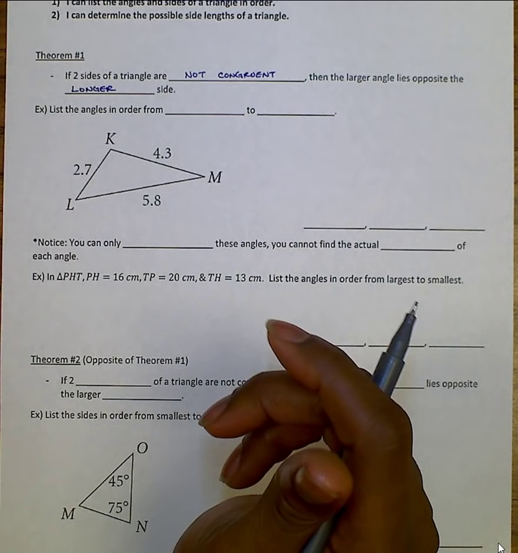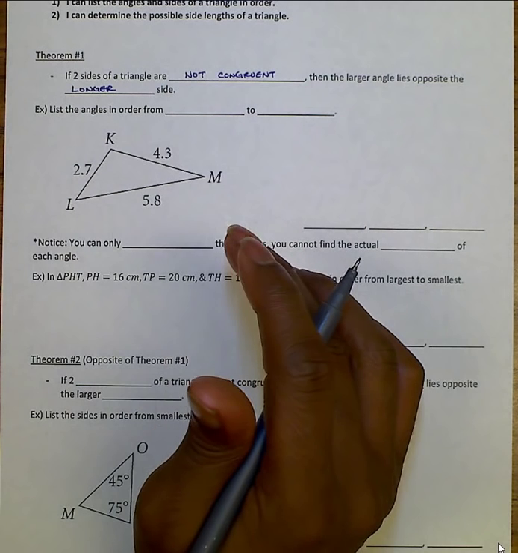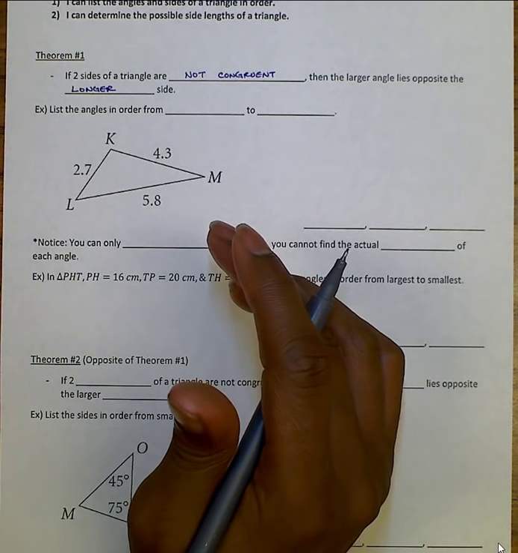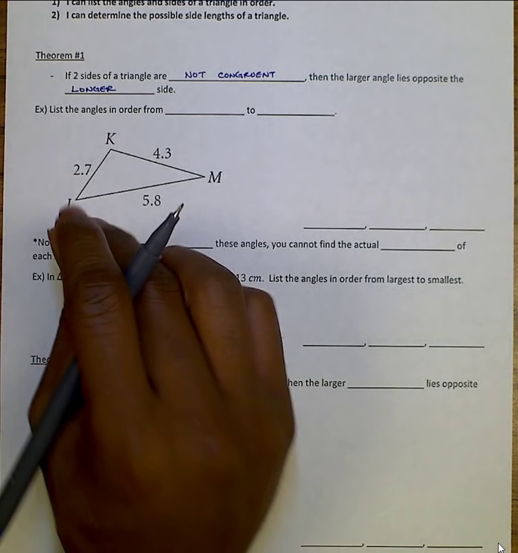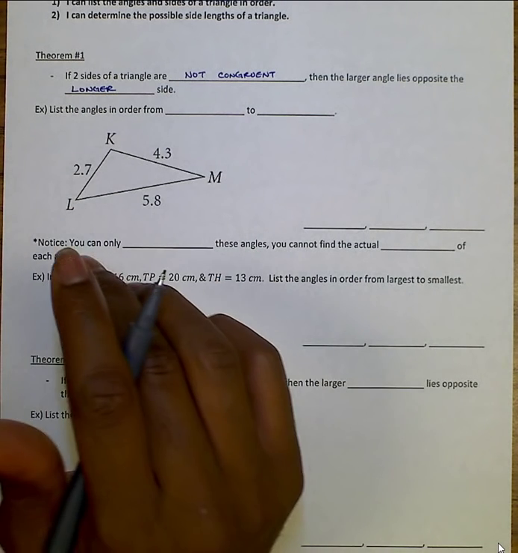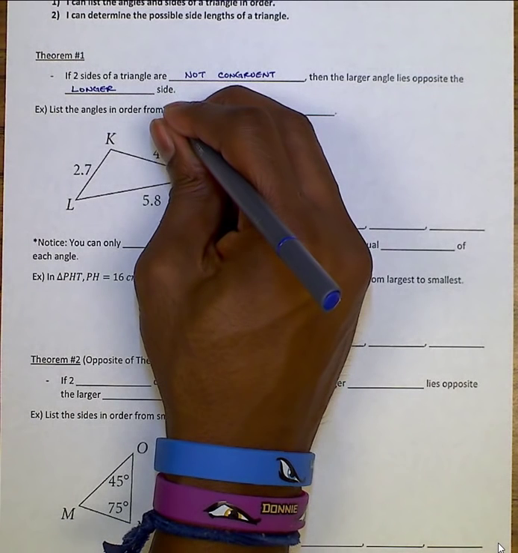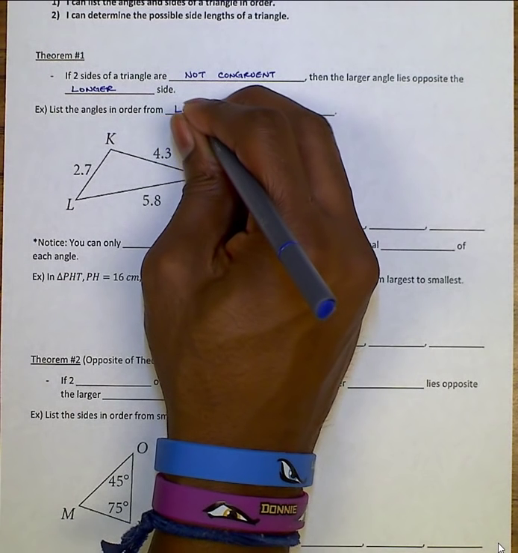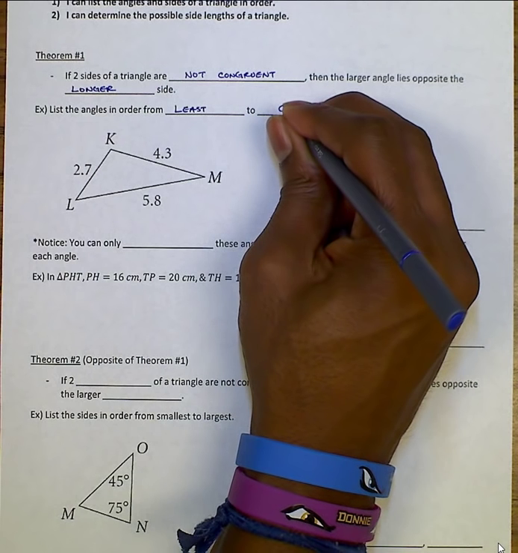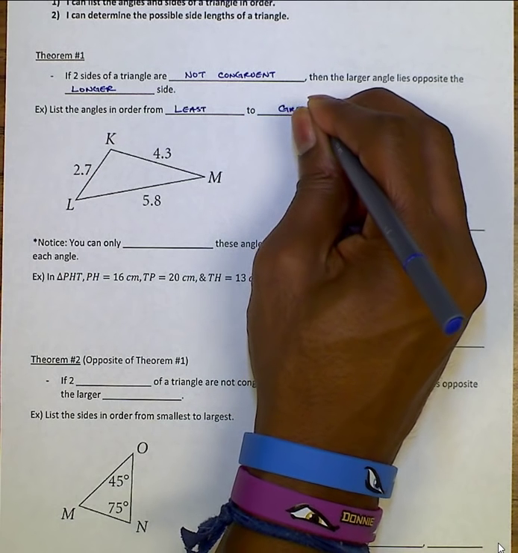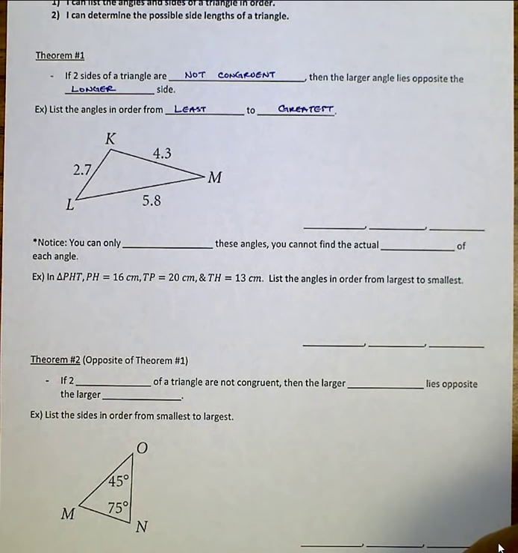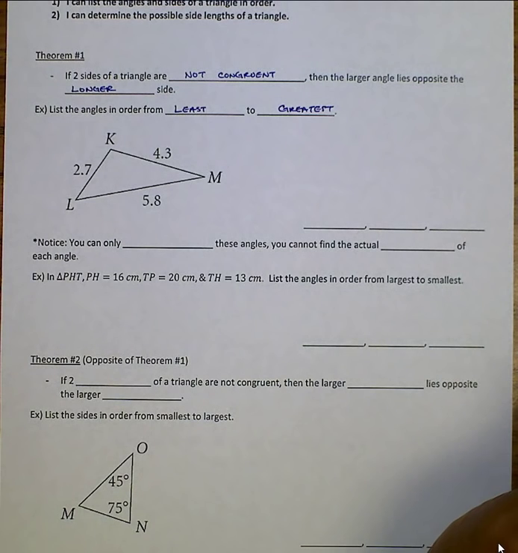So our directions, and this is really important as you're doing these problems, that you read the directions carefully. I'm going to say list the angles in order from least to greatest. Alright, so we're listing the angles from least to greatest.